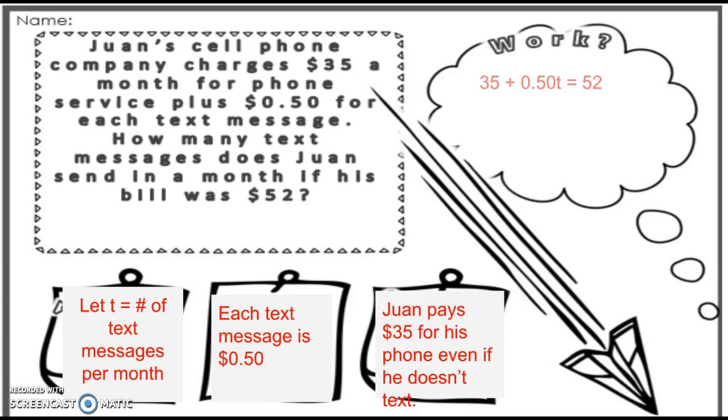So let's set this up. We have $35, which is the fee for a month, plus 50 cents a text times the number of texts equals 52. Please pause the video. We are expecting to see this work when you show us your notes, but then I'm going to show you the answer in about 1 minute. But without the work, you won't get full credit on your notes. Okay, I hope you paused the video. Here's the answer. T equals 34 texts per month. So that means Juan must have made 34 texts in order to get his bill to $52.